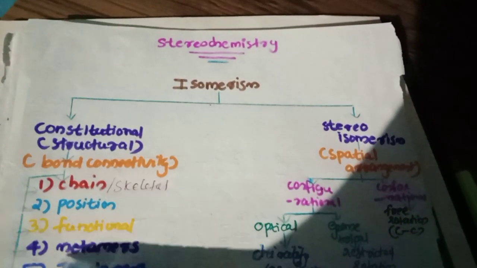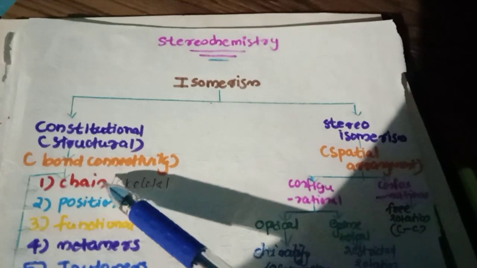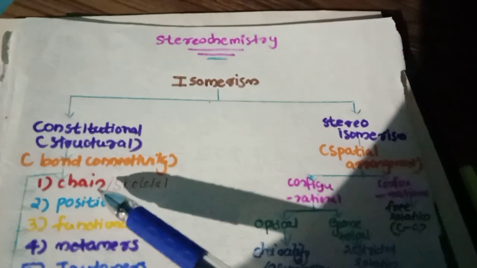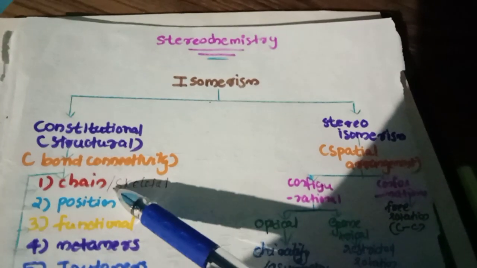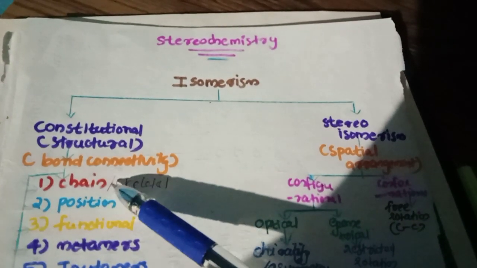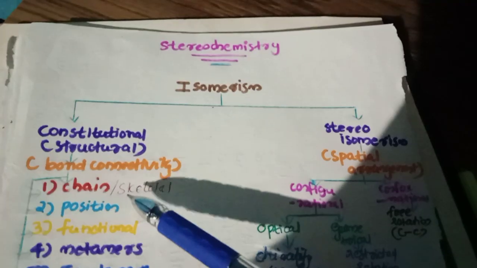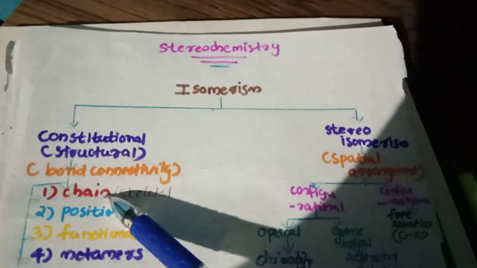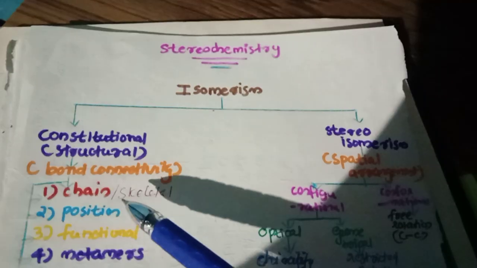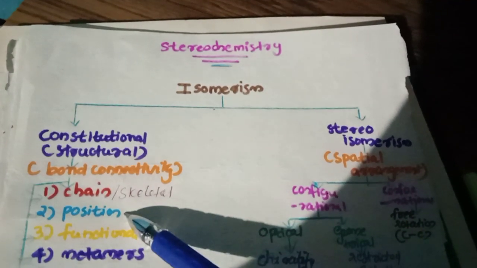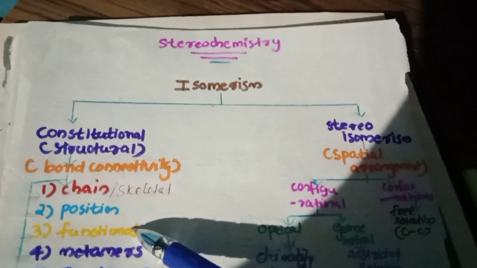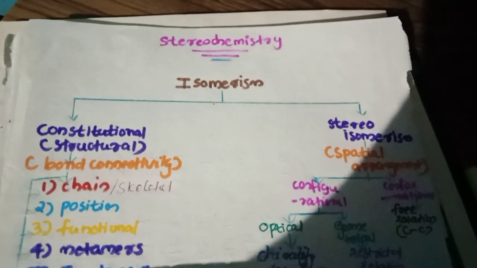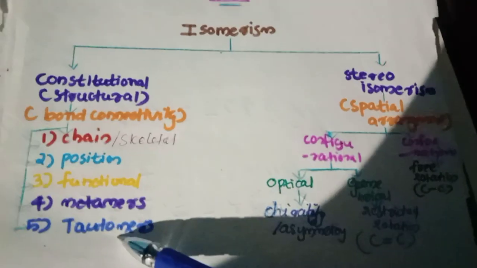They are of 5 types. We are all familiar with these 5 isomers, which we already studied in school classes. First is chain or skeletal isomerism. Second is positional isomerism. Third is functional isomerism. Fourth is metamers, and fifth is tautomers. Okay.